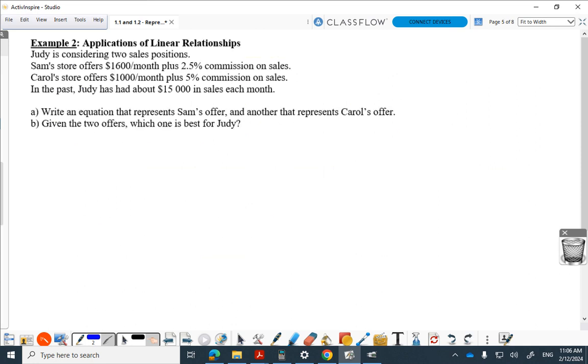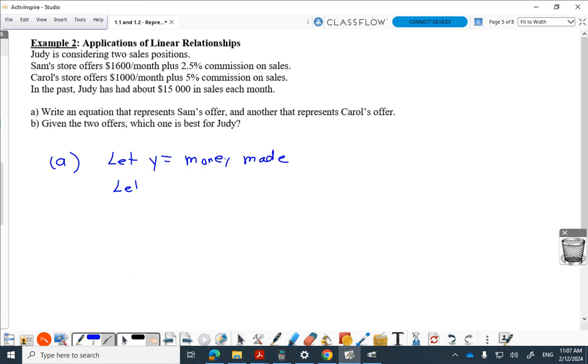Well, to give it a little more hands-on feel, let's talk about it in an actual situation. Judy is considering 2 sales positions. Sam's store offers $1,600 a month plus 2.5% commission. Carol's store offers $1,000 a month plus 5% commission. Write an equation for Sam's offer and another one for Carol's offer. So here's the equations. Let Y equal money made.